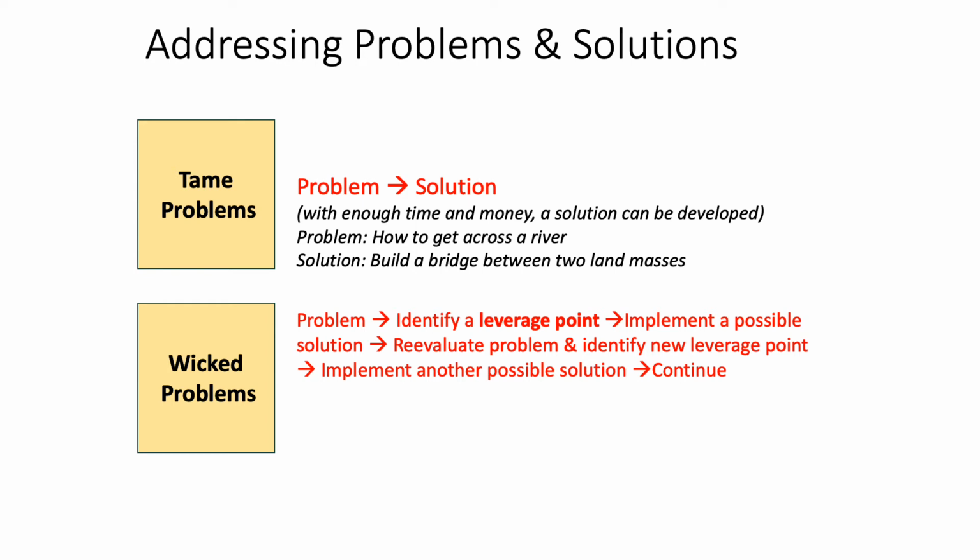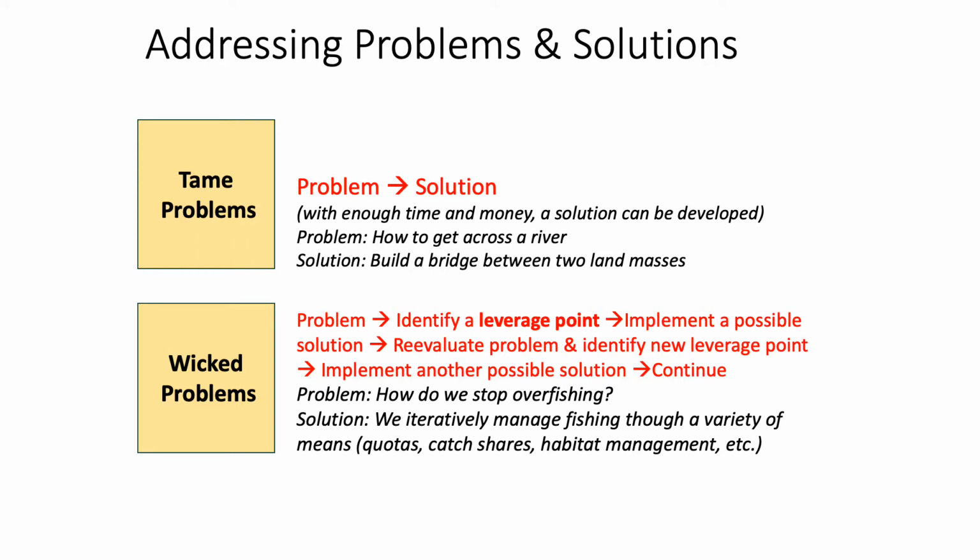However, a wicked problem is a problem that does not have a simple solution, or solutions to that problem may create further problems down the road. So a solution to a wicked problem might be something along the lines of identifying a leverage point, implementing a possible or many possible solutions, reevaluating the problem and identifying new leverage points after implementing those initial solutions, and then implementing another possible solution, and continuing in this cycle, constantly reevaluating the solutions and how they affect the initial problem that you set out to address.